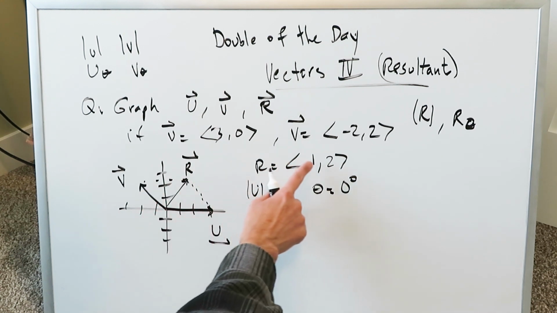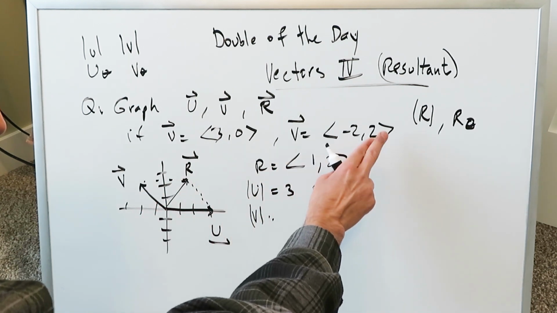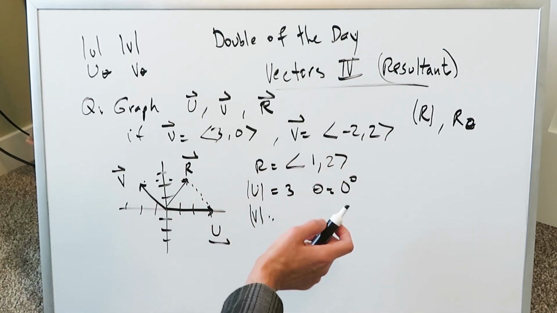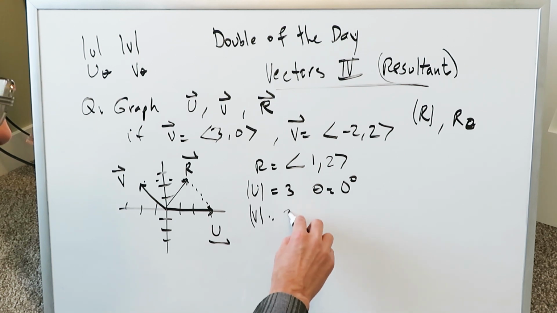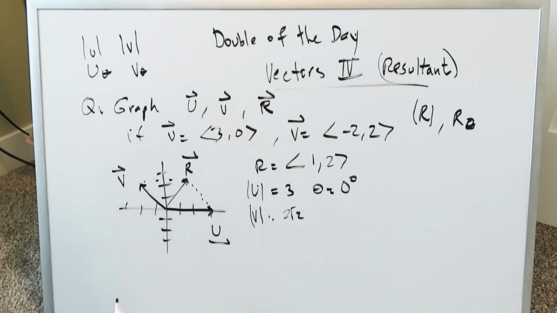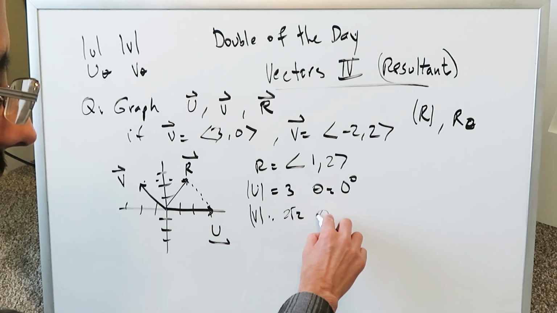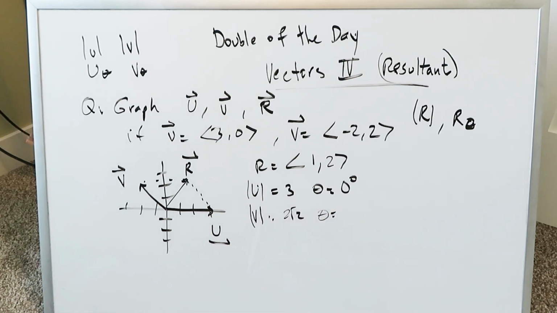You're going to do -2 squared plus 2 squared and the square root. And you know when you do that, using the Pythagorean formula, you'll get 2 root 2. That's your magnitude of your v vector. And now look at the angle. We know all of that trigonometry. Let's put it to use.